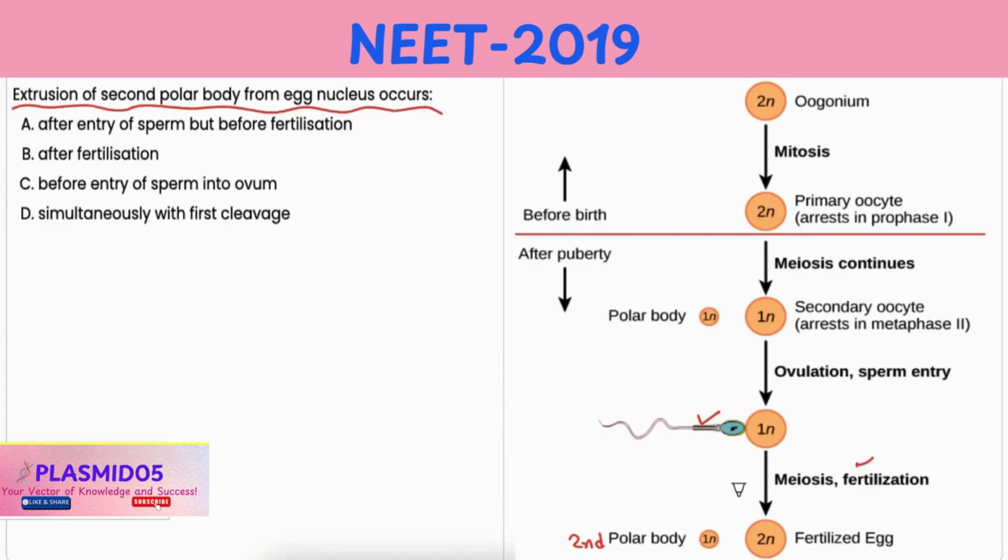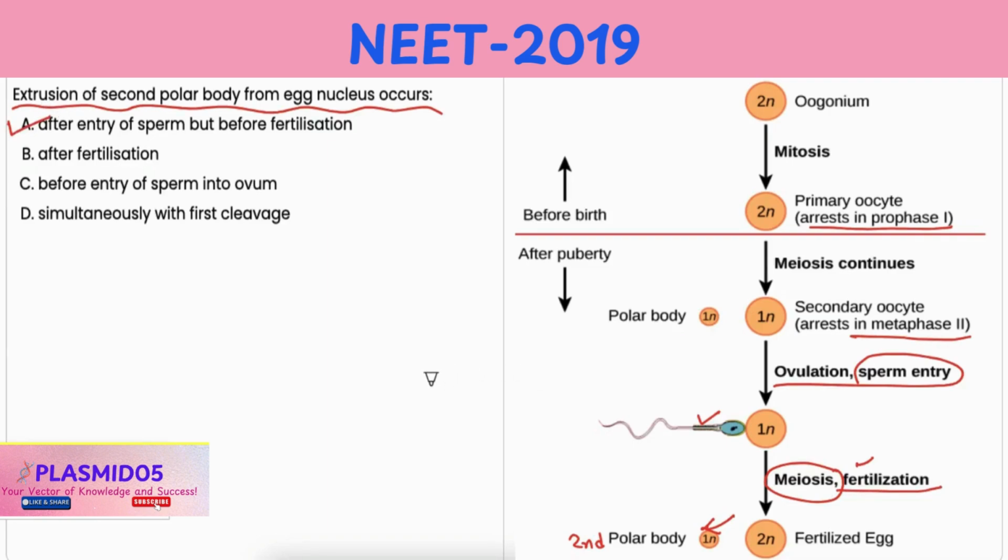And the sequence of events is, first of all, during oogenesis, the secondary oocyte completes meiosis 1, but it is arrested in metaphase of meiosis 2. But upon the entry of the sperm into the oocyte, it triggers the secondary oocyte to complete meiosis 2. And as meiosis 2 completes, the oocyte extrudes the second polar body, which occurs just before fertilization. Hence, it is the correct option.